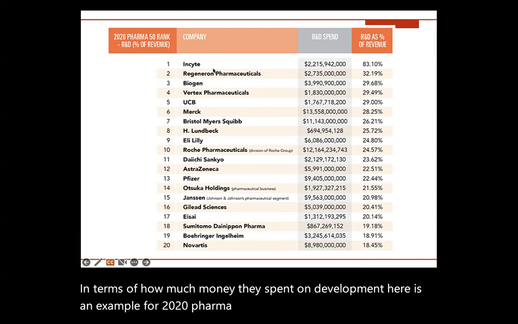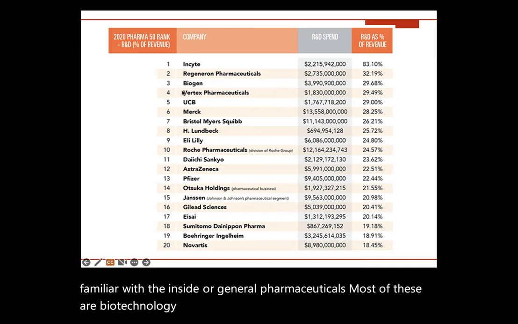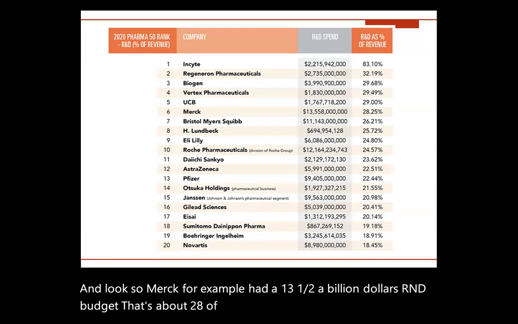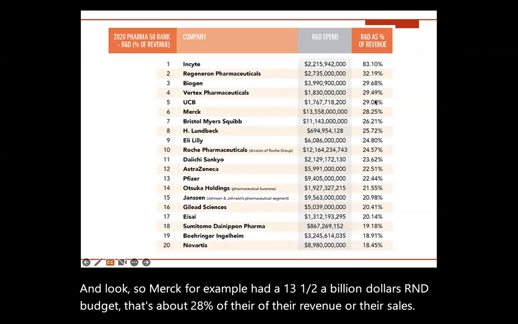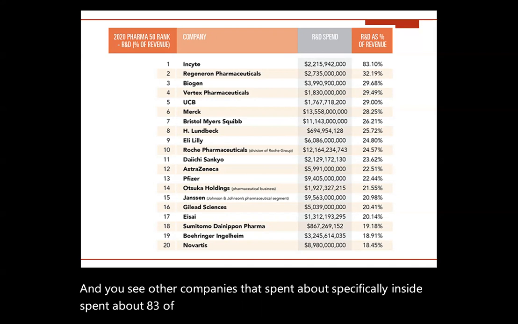I don't know if you're familiar with Insight or Regeneron Pharmaceuticals. Most of these are biotechnology companies. And look, Merck, for example, had a $13.5 billion R&D budget. That's about 28% of their revenue or their sales. And you see other companies that spent, specifically Insight, about 83% of their sales put into their R&D budget, right?